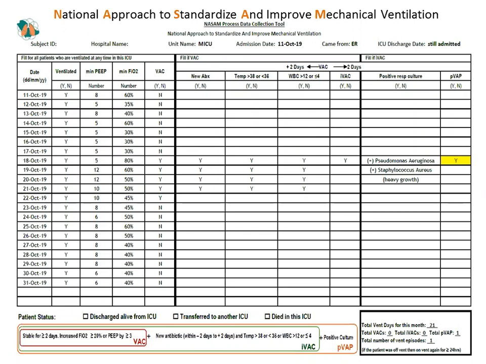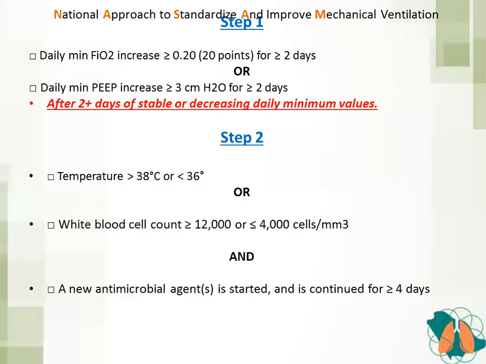So after collecting this data, what you will do is go for identification of ventilator-associated condition, infection-related ventilator-associated condition, and VVAC: VAC, IVAC, and VVAC. So how to do it? Step 1, the daily minimum PEEP. If the daily minimum PEEP increases by more than or equal to 20 for more than 2 days, or the daily minimum PEEP increases by more than or equal to 3 cmH2O for more than or equal to 2 days.